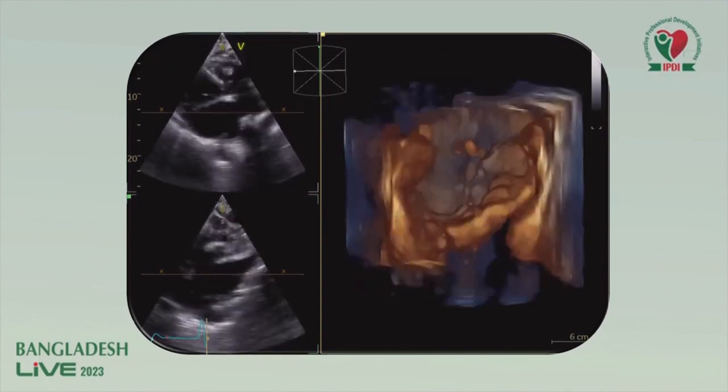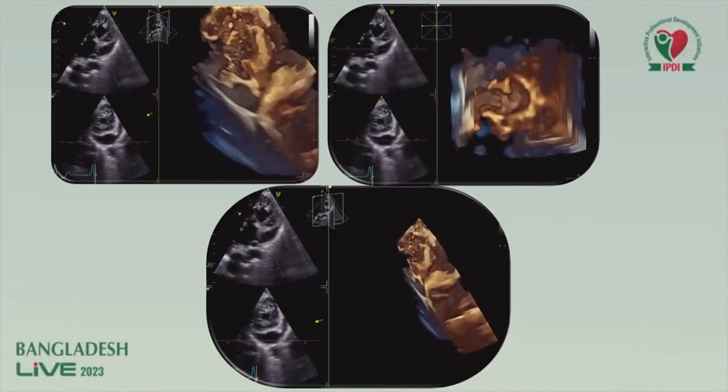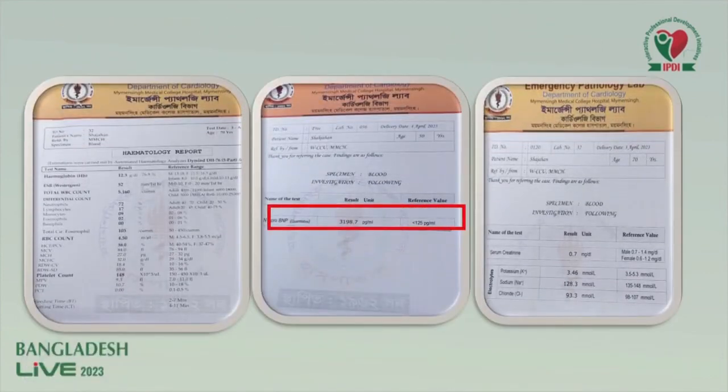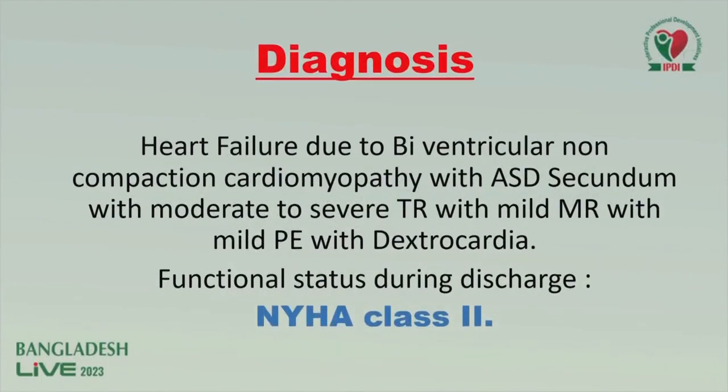Here, 3D echo. It is very much clear here. There are multiple trabeculations. NT-proBNP very much raised, more than 3000. So the diagnosis: heart failure due to biventricular non-compaction cardiomyopathy with atrial septal defect, ostium secundum, with moderate to severe tricuspid regurgitation, mild MR, mild pericardial effusion, with dextrocardia, and functional status during discharge NYHA class 2.